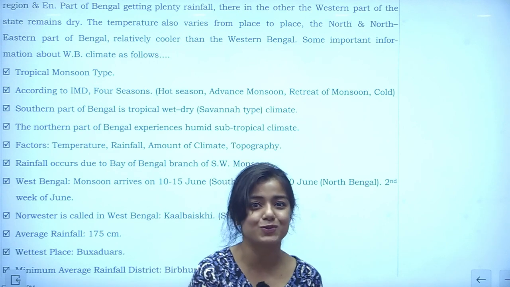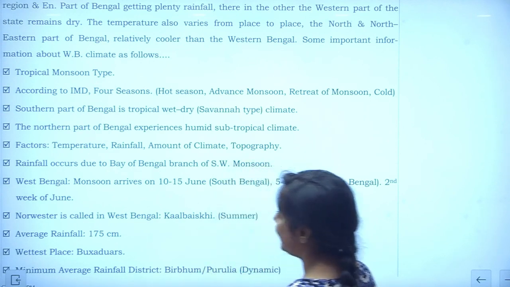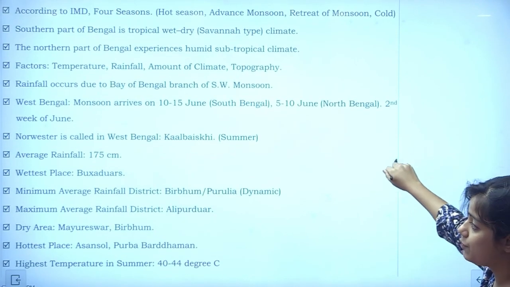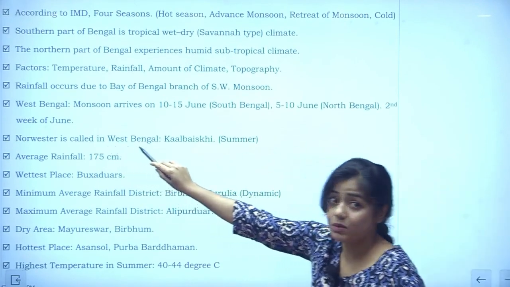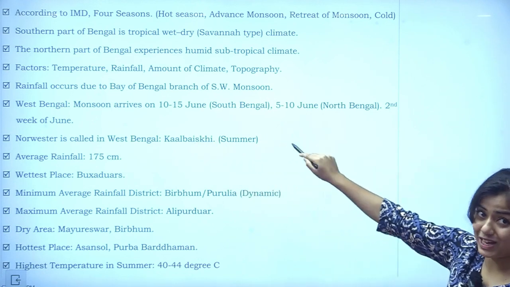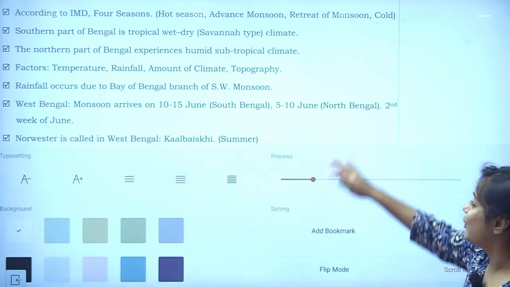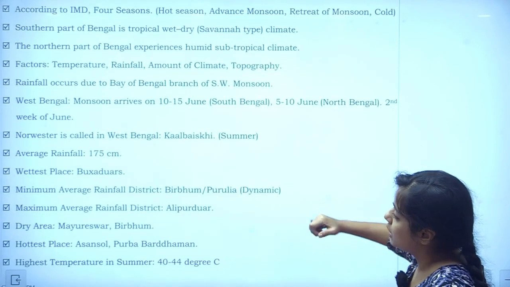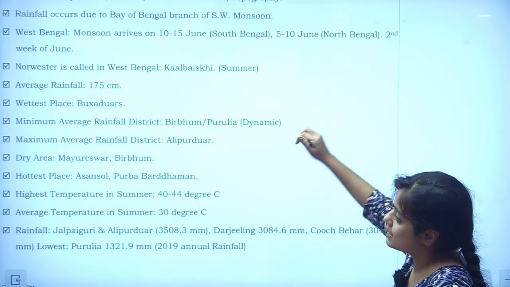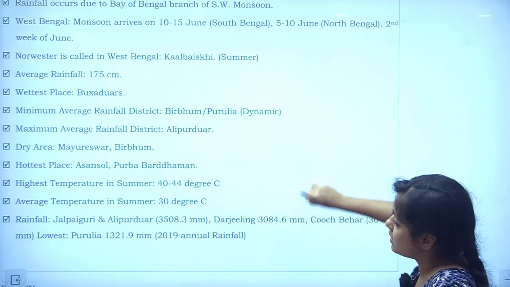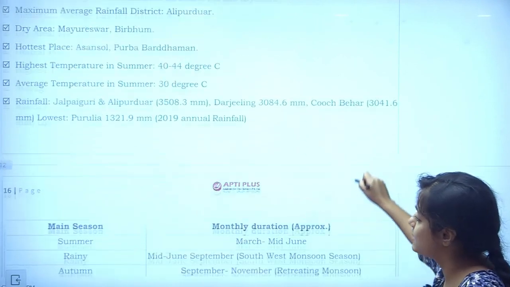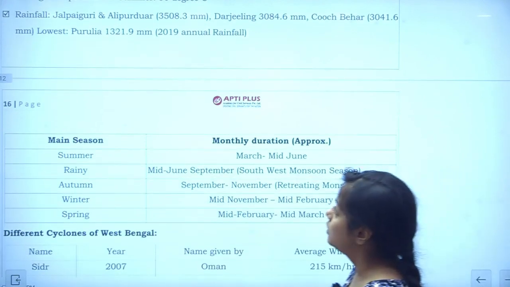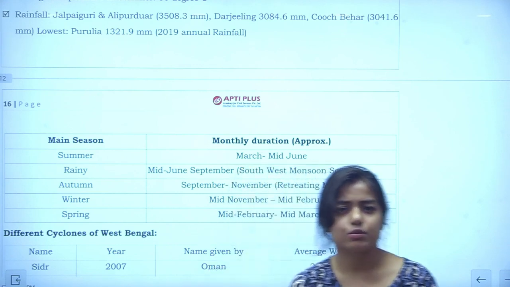Actually, India also has 4 seasons only. What are the factors of rainfall? Nor'wester in West Bengal is called Kal Boishakhi, very important. Okay, and you see maximum average rainfall, which is the driest area, what is the highest temperature. So these are very crisp notes which I feel you have to study.